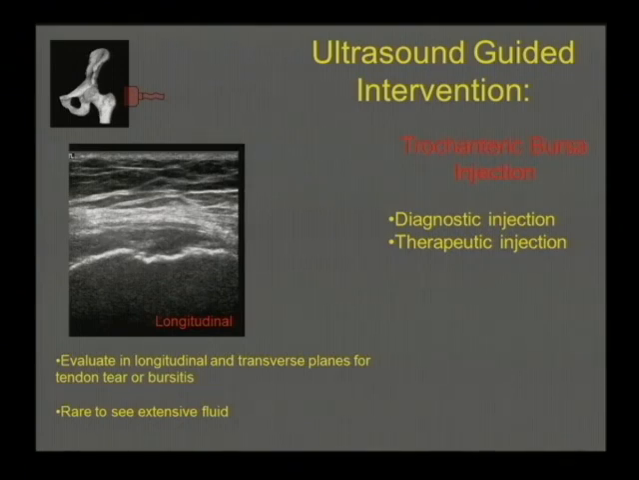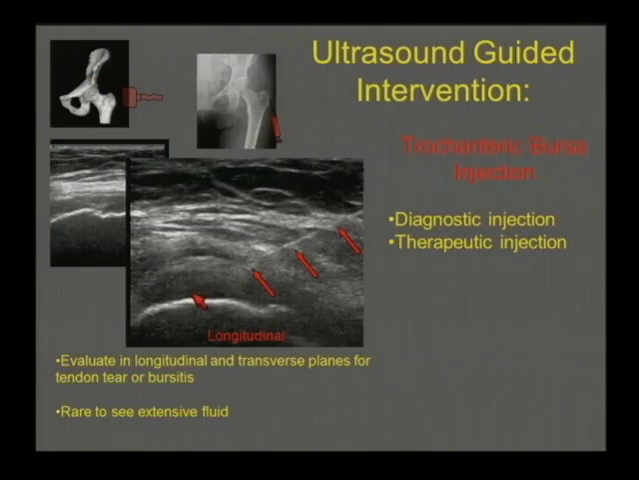Okay, so we start with just a diagnostic evaluation of the gluteus minimus and medius tendons, as well as the overlying fascia and the gluteus maximus. It's rare to see extensive fluid, so even if patients have symptoms that are really coming from that region, particularly the greater trochanteric bursa, you really may not see any fluid in that location at all. And again, it doesn't mean that they're not having symptoms referable to that location.